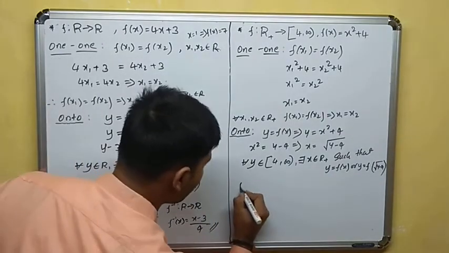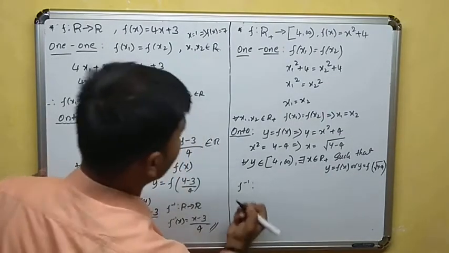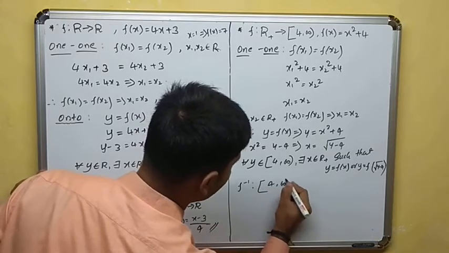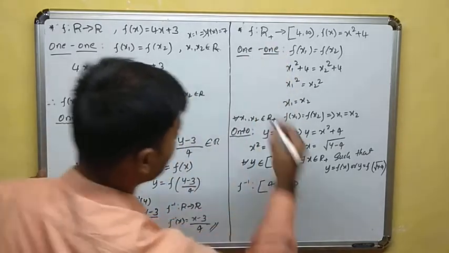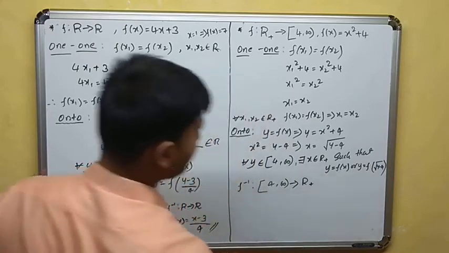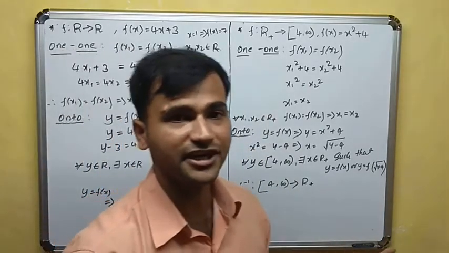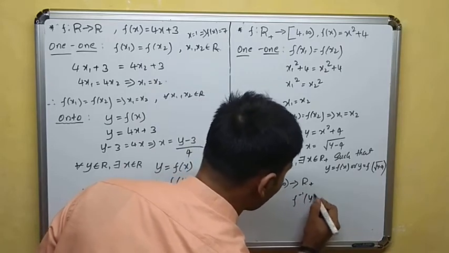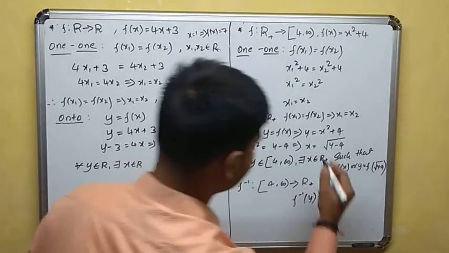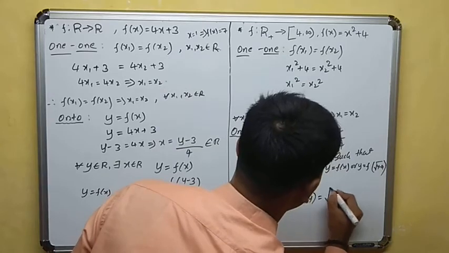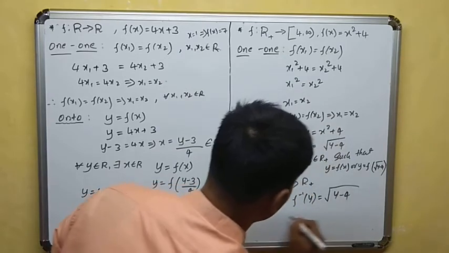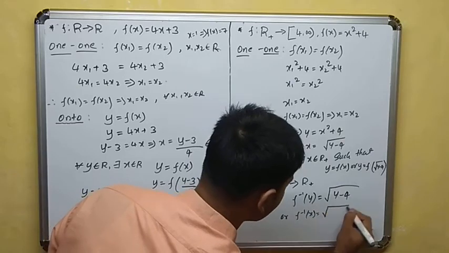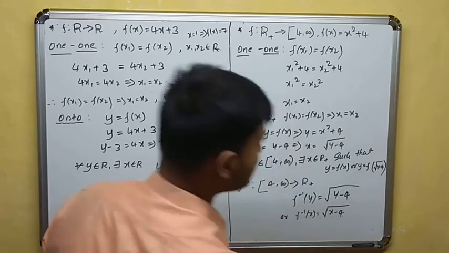Therefore f inverse is a function from 4 to infinity to R plus. f inverse is a function from 4 to infinity to R plus, given by f inverse of y is equal to square root of y minus 4, or f inverse of x is equal to square root of x minus 4.